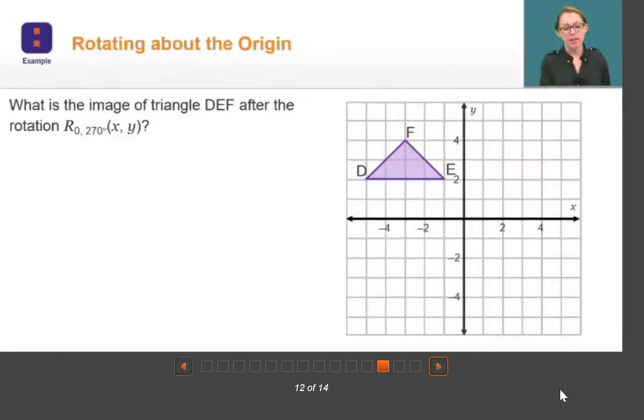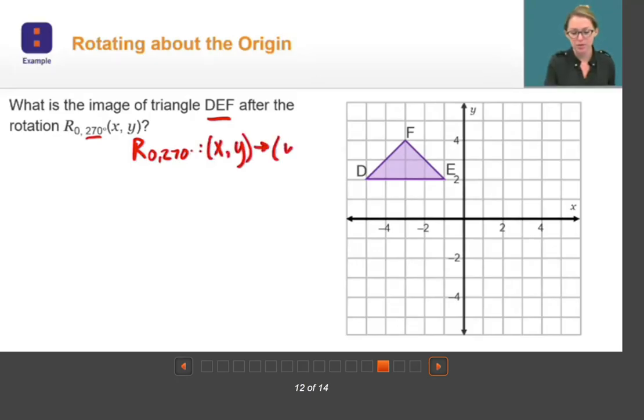What is the image of triangle DEF after a rotation at the origin with an angle of rotation of 270 degrees? Well, a rotation of 270 degrees about the origin is a function that takes an input of (x, y) and maps it to an output of (y, -x). It rotates every point on the figure 270 degrees about the origin. So if we were to write this rule right here, we see that if we have a point at (x, y), it's mapped to (y, -x).